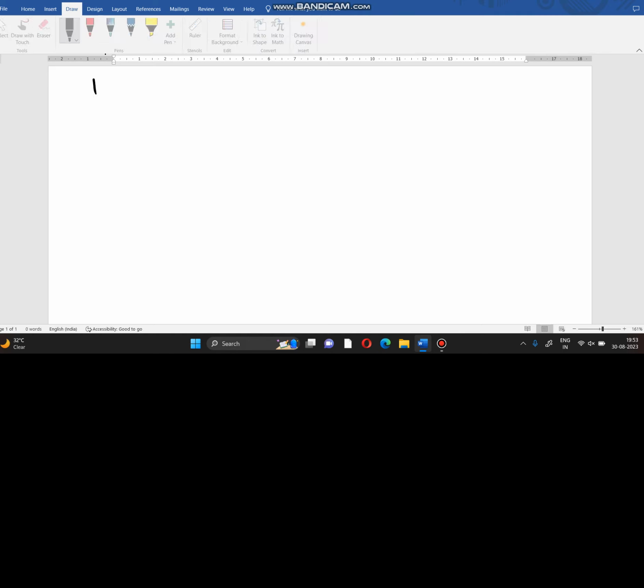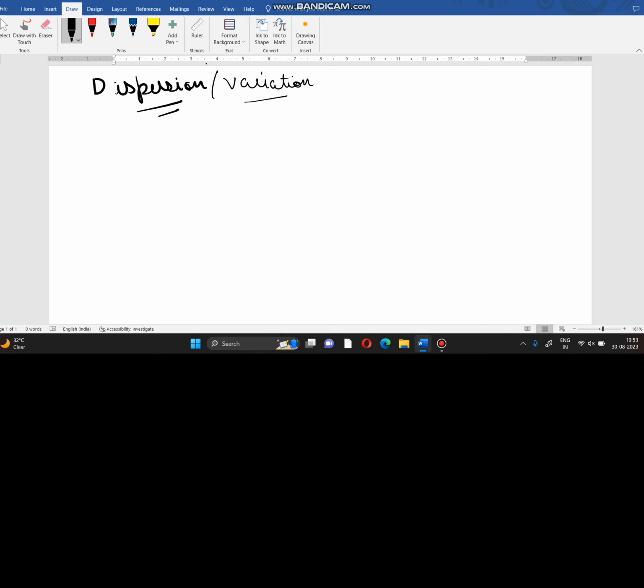Firstly, we will discuss dispersion. When we talk of dispersion, it may also be known by another name, that is variation. So we can call it dispersion or variation. Let's understand what it means. Dispersion refers to simply spread or variability, that is, varying from something. So, spread or variability in data.